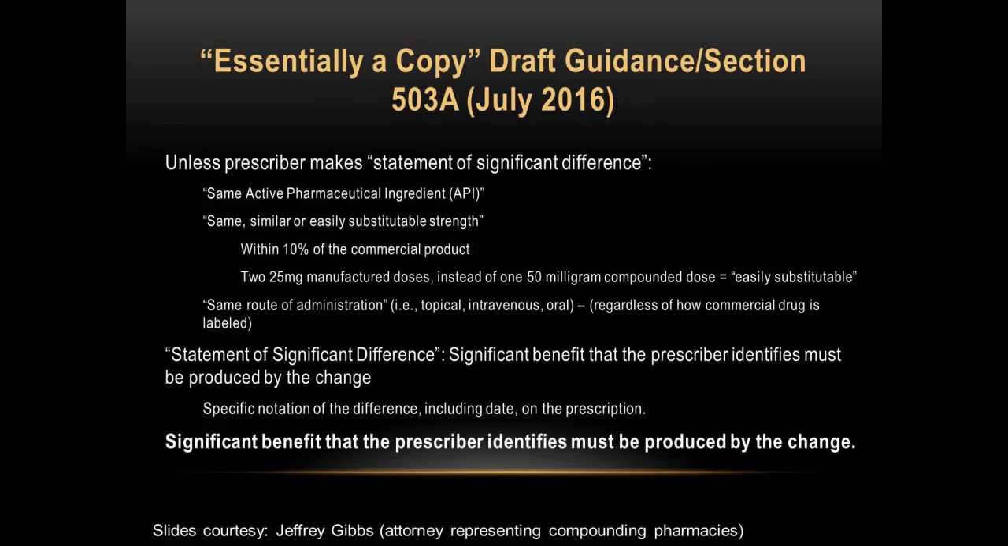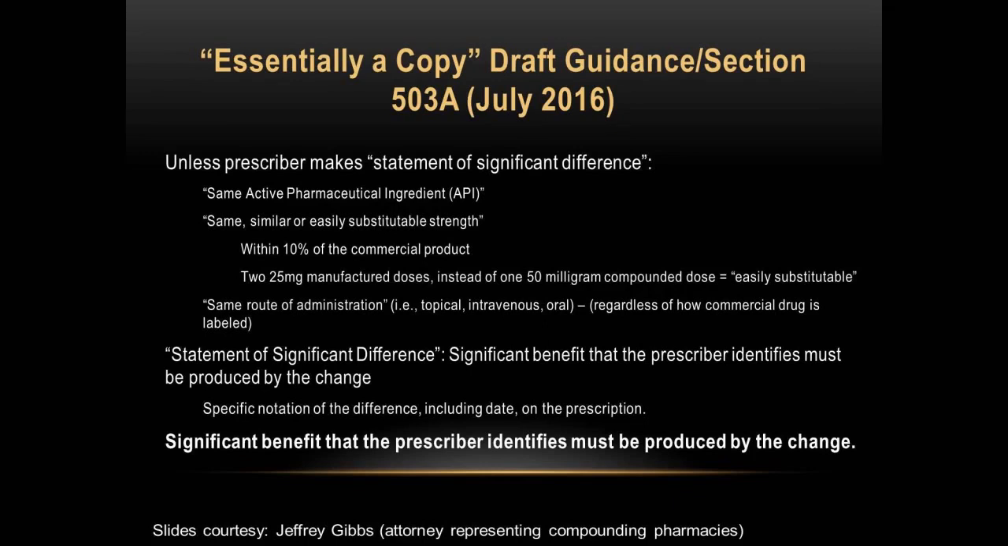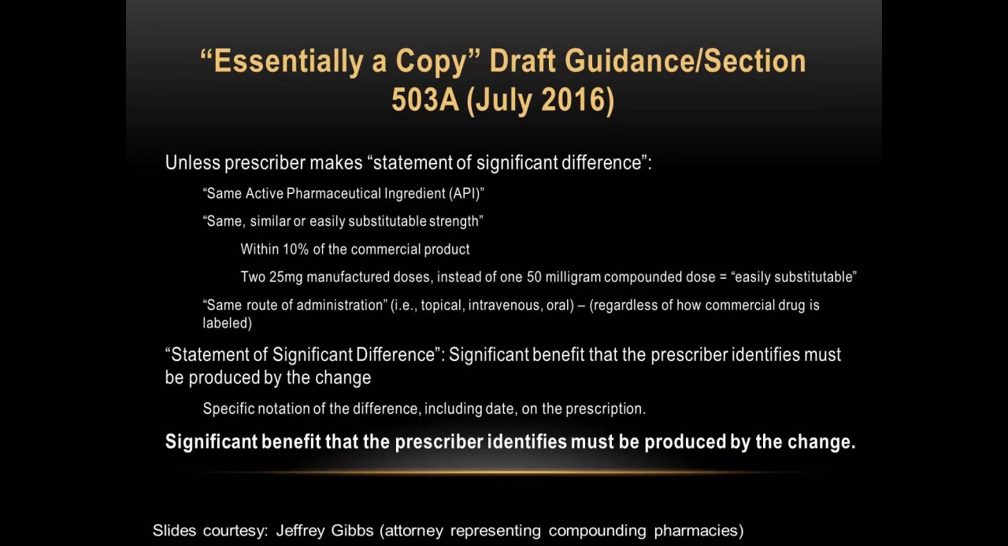So a prescriber needs to make a statement of significant difference. And what that means is the ingredients that are used can't be the same or easily substitutable. For example, if they're within 10% of a commercial product. Here's a good example, 2 25 milligram manufactured doses instead of 1 50 milligram. That's easily substitutable. The statement of significant difference means that there's a significant benefit that the prescriber identifies must be produced by the change. So if you use a compounded drug, you need to be able to state that there's a significant clinical difference made by changing to the compounded drug from the manufactured drug.